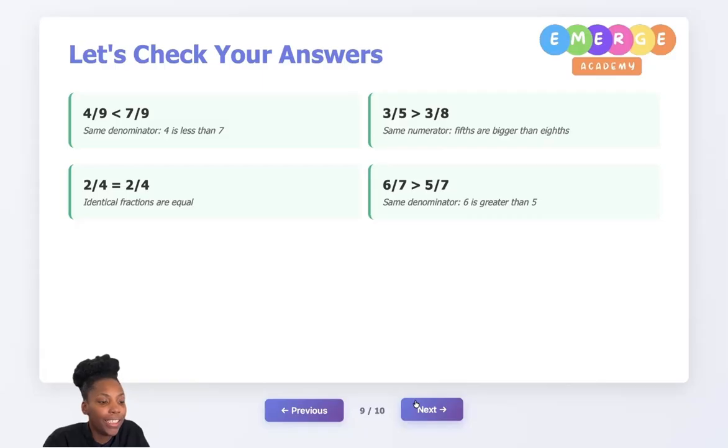And lastly, 6/7 is greater than 5/7. Here we have the same denominator. So we'll be looking at our numerator to tell us the answer. And we can see that 6 is greater than 5, which gives us the answer of 6/7 is greater than 5/7.